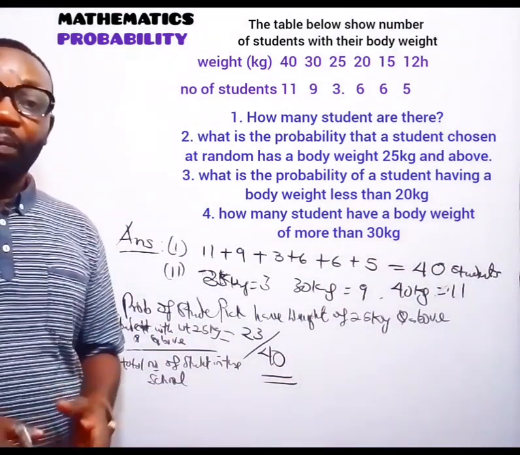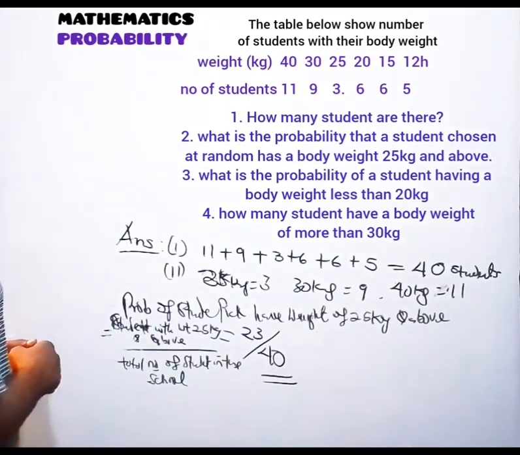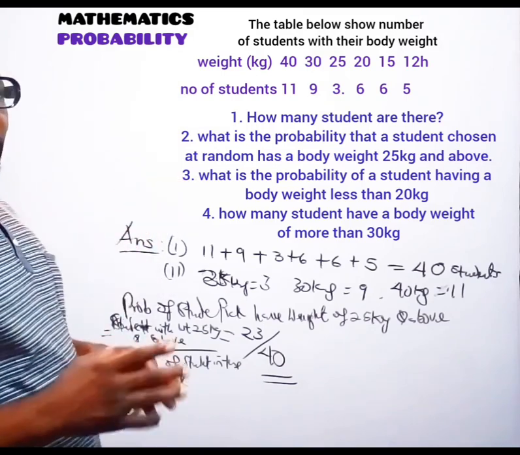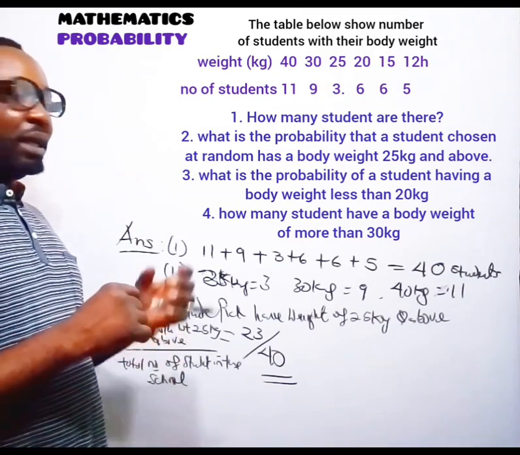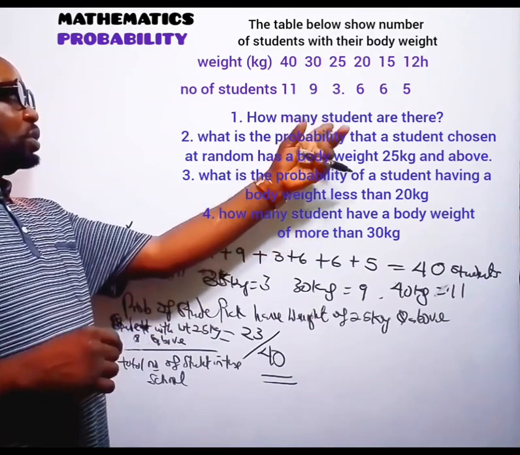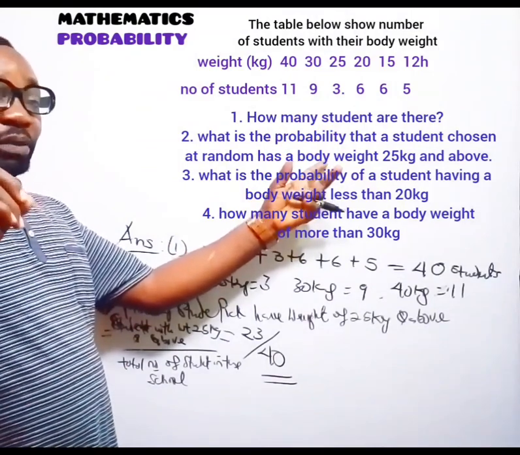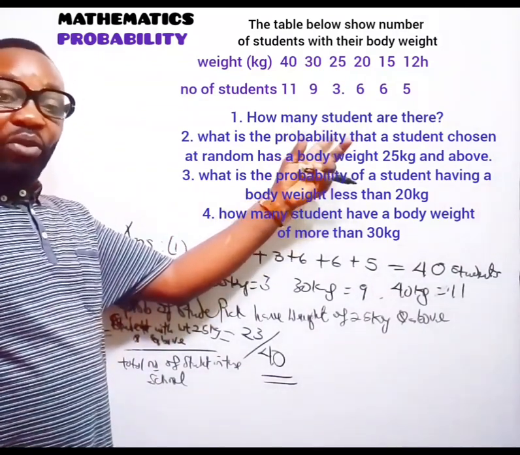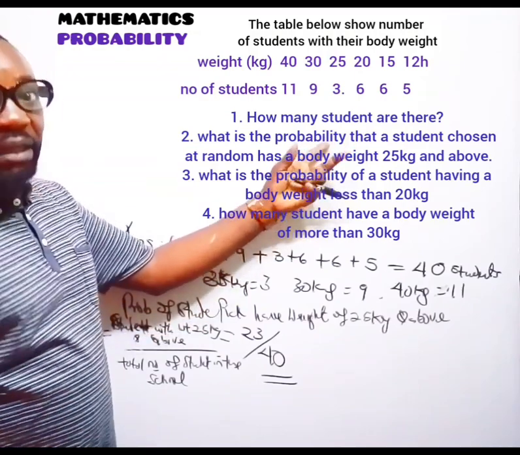Very simple to approach. Now, the next question says, what is the probability of a student having a body weight less than 20 kilogram? You have to look at the body weight of 20 kilogram. We can see that those students that have 20 kilogram are 6 in number. Now, they say body weight less than 20 kilogram, which means you must not include those that have 20 kilogram. You have to talk about those that have weight less than 20 kilogram.